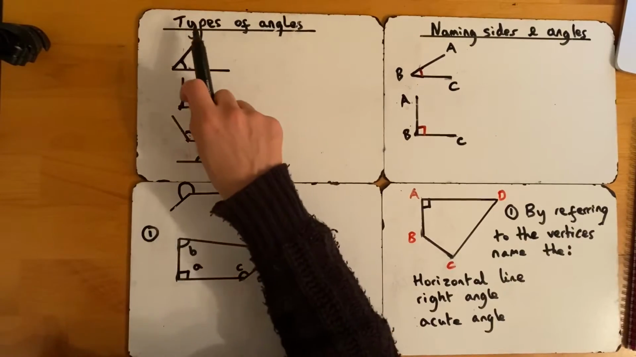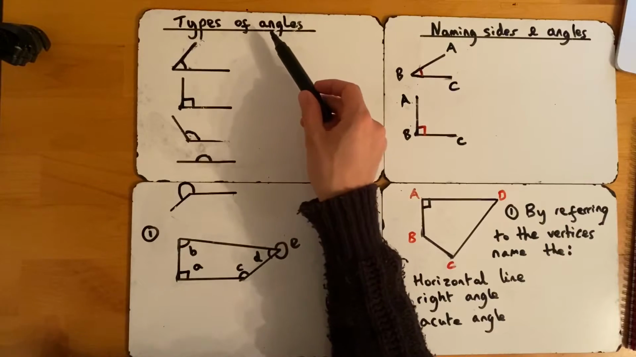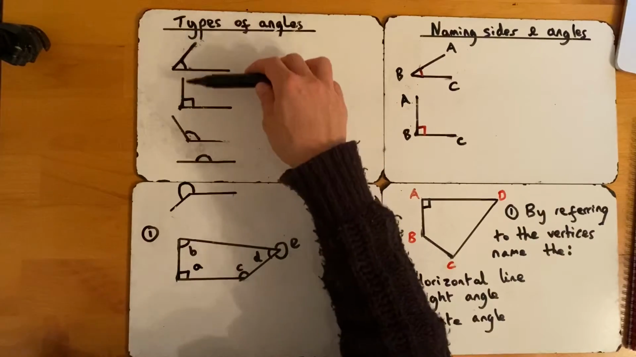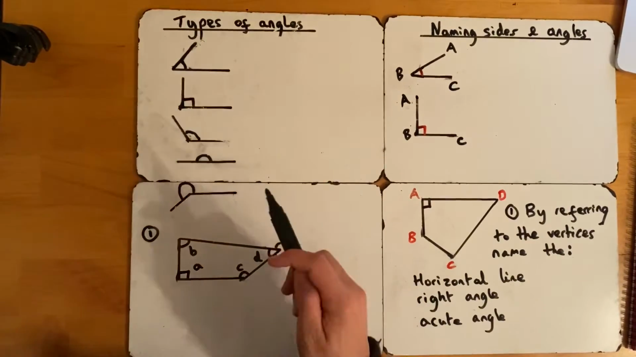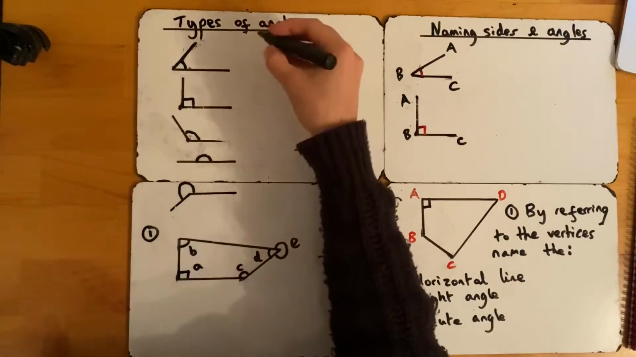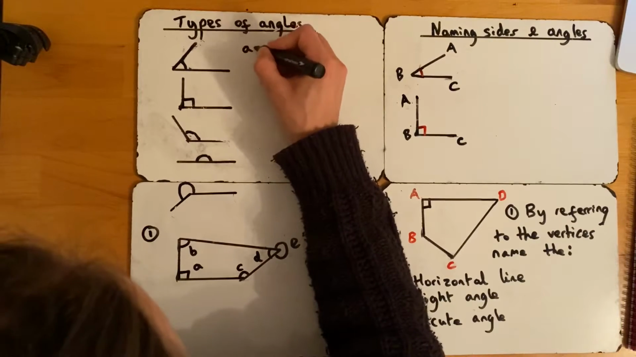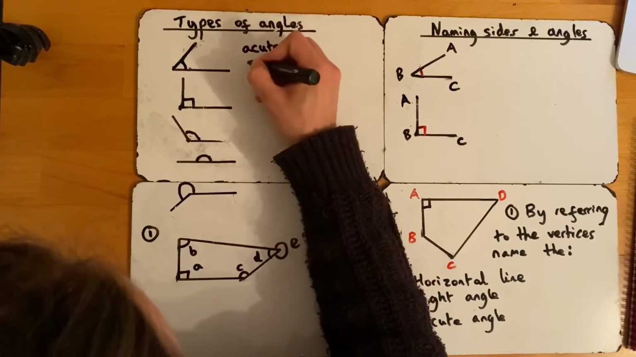Okay, today's lesson will be recapping types of angles. So if you can copy down the title into your notebooks and copy these diagrams out here. So the first one here. Now, this is an angle that's less than 90 degrees. So for an angle with less than 90 degrees, we call it acute. It's an acute angle.